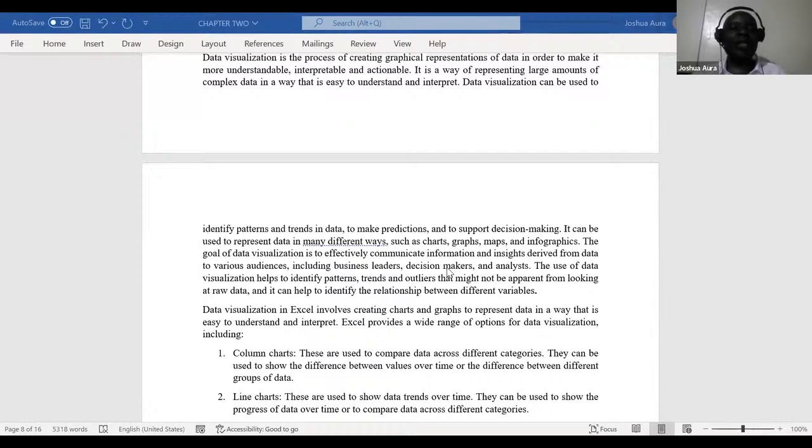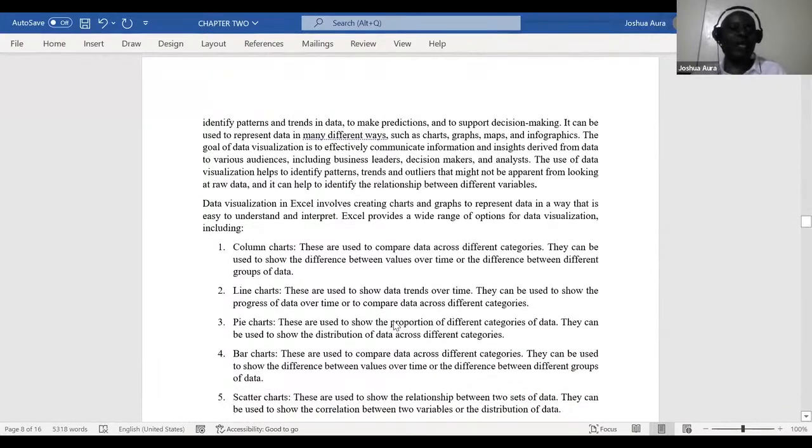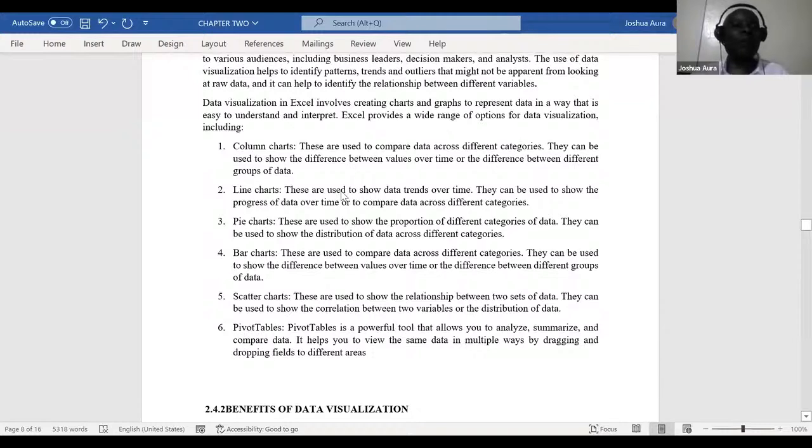Data visualization in Excel involves creating charts and graphs to represent data in a way that is easy to understand and interpret. Excel provides a wide range of options for data visualization, including what kind of graphs, charts can I draw from my data in Excel. I can do column charts. These are used to compare data across different categories. They can be used to show the difference between values over time or the difference between different groups of data.